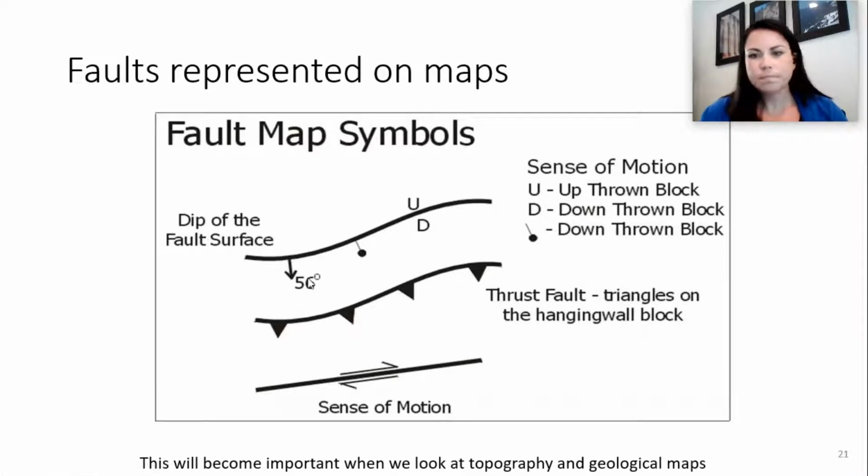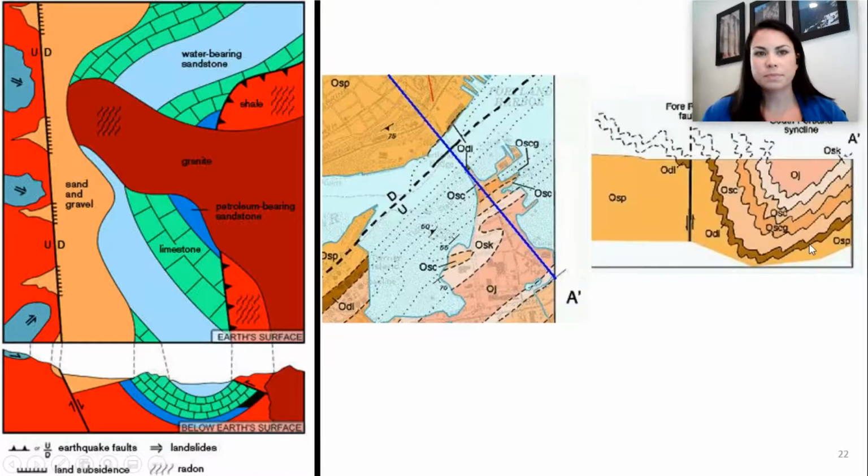Thrust faults are usually represented with these little triangle guys. And of course, if we're in a strike slip environment, you would see these arrows that indicate which block is moving which direction relative to the other. Again, this line would be the surface expression of the fault. This will become more important as we talk about topography maps and geologic maps, and you might see these symbols. So here's an example of that.